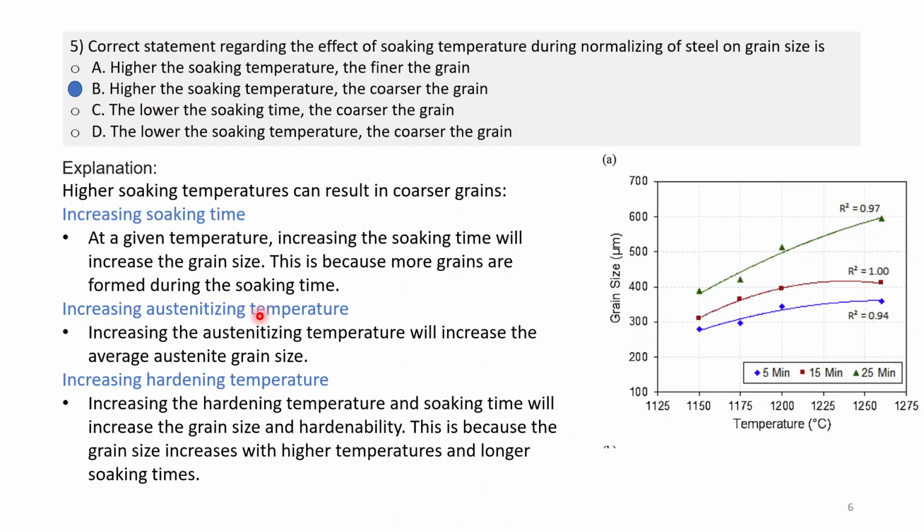Increasing austenizing temperature will increase the average austenite grain size. Increasing the hardening temperature and soaking time will increase the grain size and hardenability, and this is because the grain size increases with higher temperatures and longer soaking times.